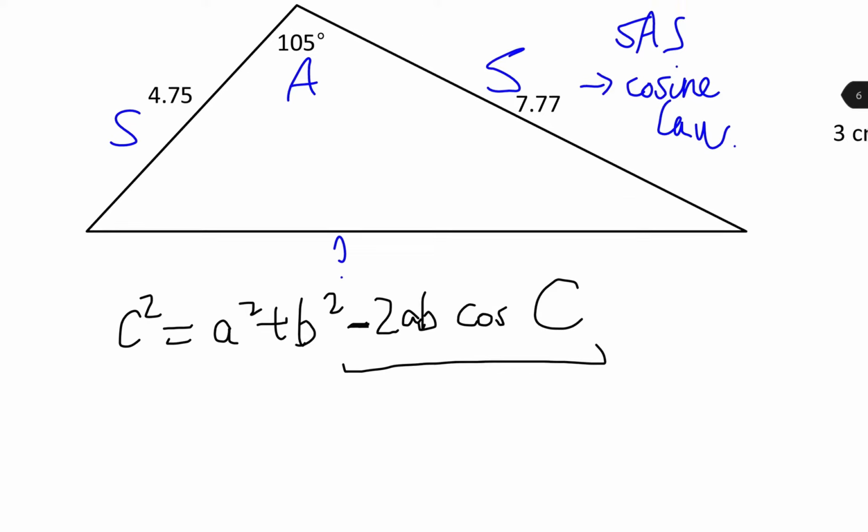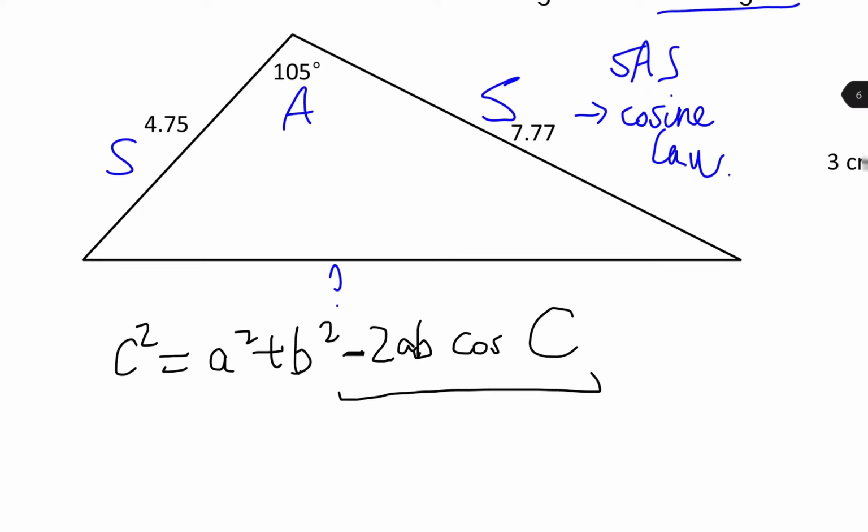Now, writing down the formula doesn't really solve the problem, because what is little c? What's little a? What's little b? Well, take a look at the diagram of the triangle here. Pause this video and think about what would be a good choice for little c, little a, little b, and capital C. Think about it. Remember, these are given.